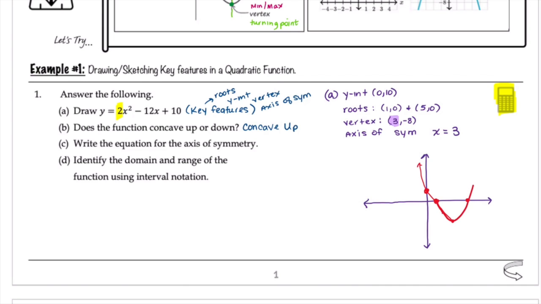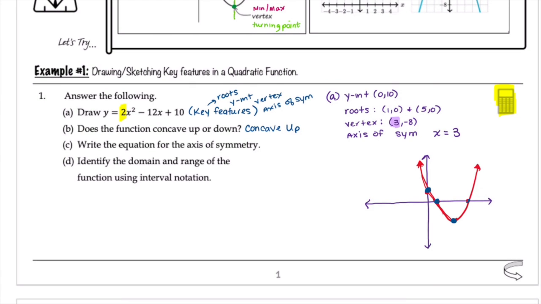Don't forget, it is a U-shape function, so you want to make it as parabolic as possible. All right, so there's my U-shape. Let me identify my key features again. So here I have the point, my y-intercept is (0, 10). I have my x-intercepts at (1, 0) and (5, 0). And I have the vertex at (3, -8).